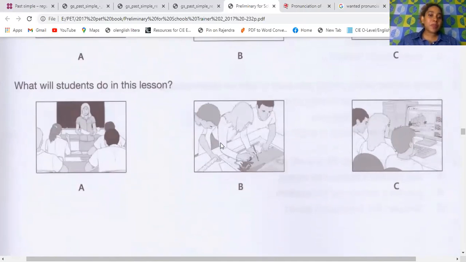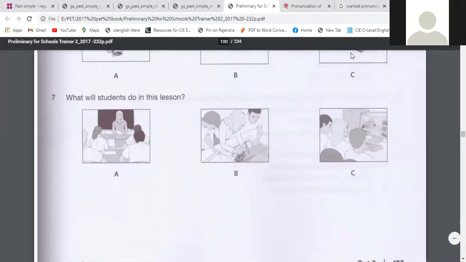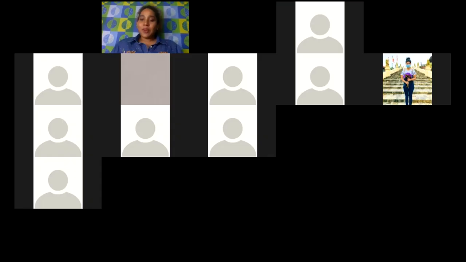Share your marks out of 7 in the chat box so I could see how many marks you got. It was an exam called PET, British Council. There is an exam called PET exam. So you just faced a PET exam listening test. 6-5, no problem. Anyone got 7 out of 7?